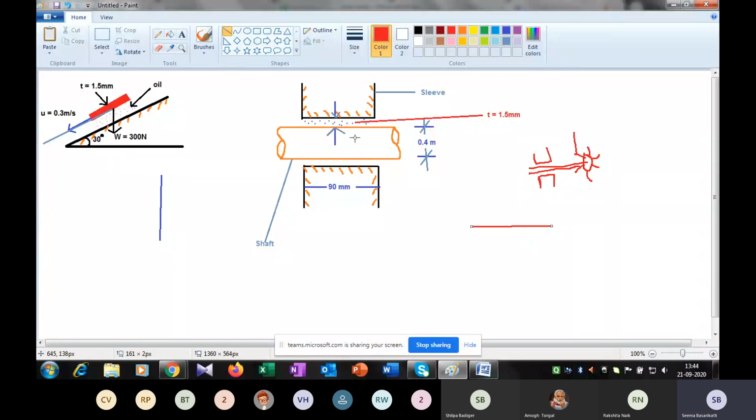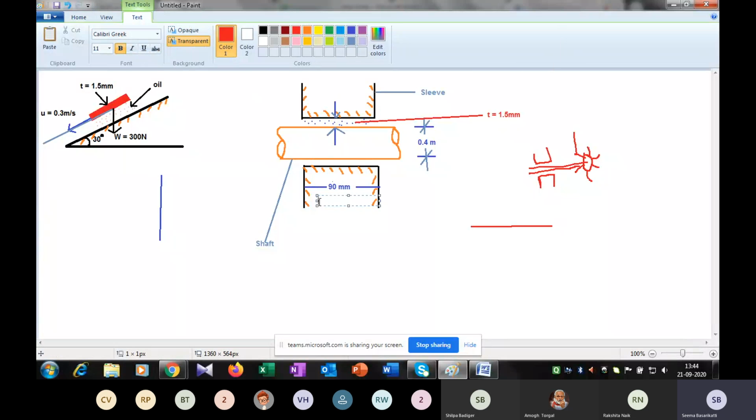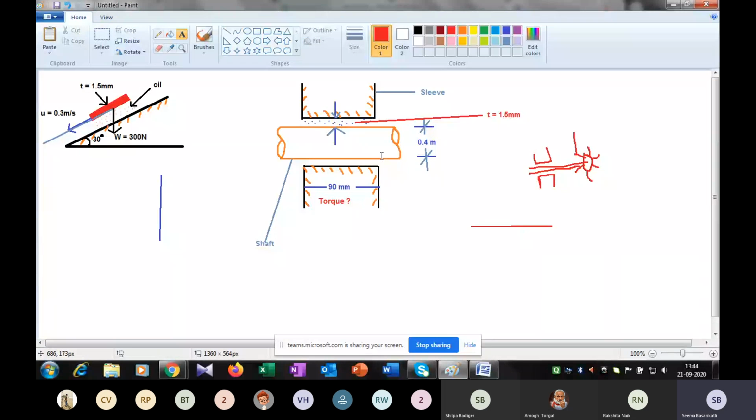Now in this particular diagram, you can see these are the two shafts. The length of the shaft is 90 mm. Therefore, you need to identify what is the torque generated for the 90 mm length. Apart from that, you need to identify what is the shear stress.